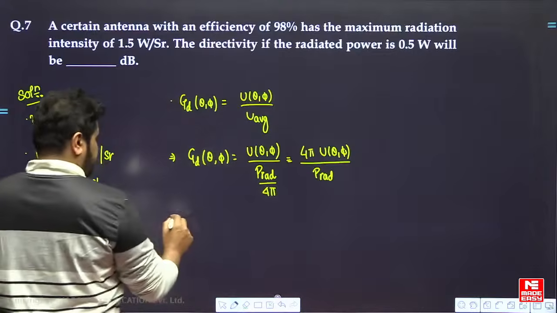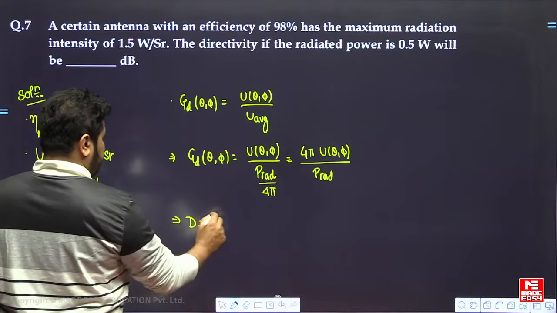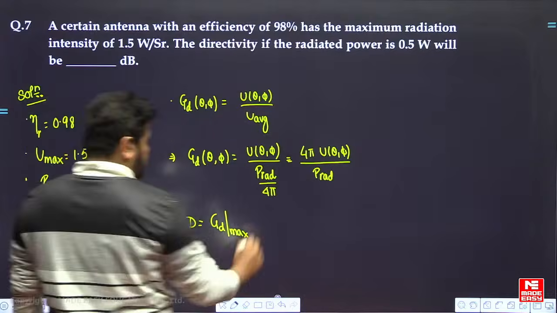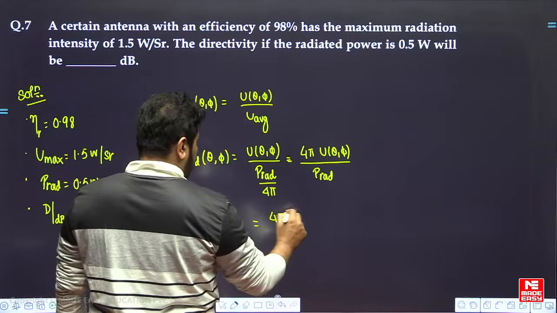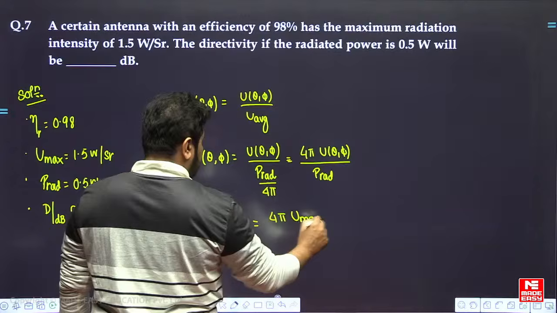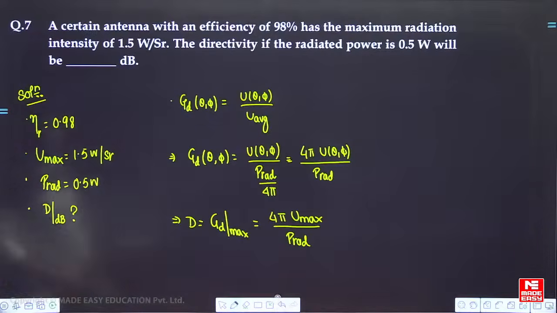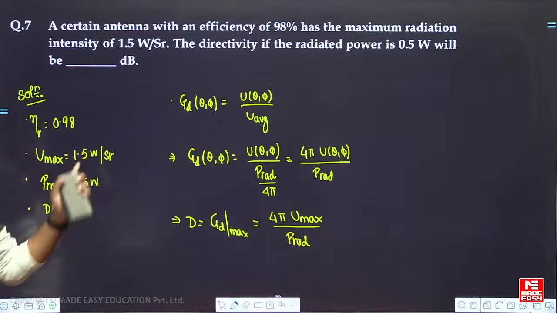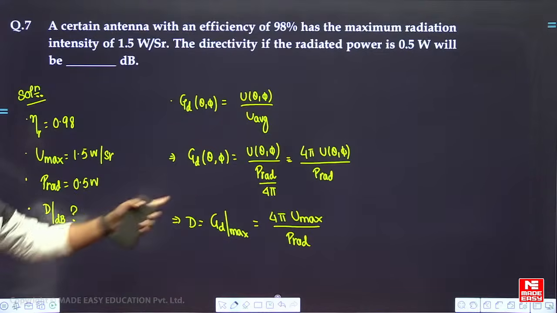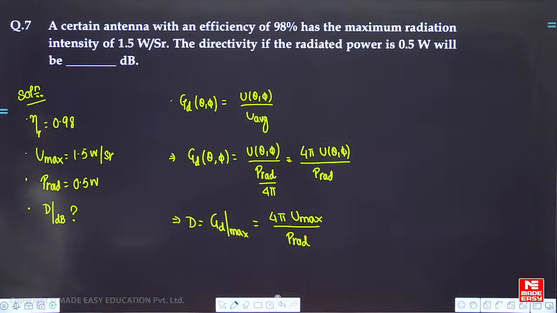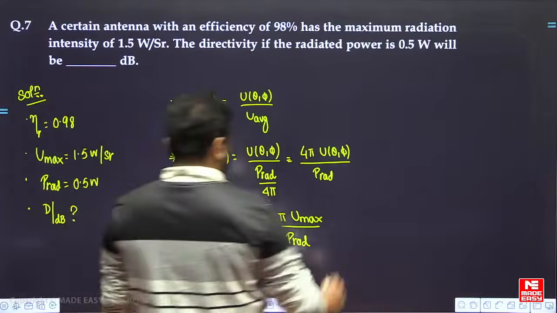Now they are asking the directivity. So by the definition, directivity is nothing but your maximum value of GD, directive gain. So this will be how much? This is equal to 4 pi U max upon P radiation, is it? So here in the question already maximum radiation intensity is given, radiation is also given. So all the data are given. So here 0.98 is not applicable here because this is the efficiency, and based on this efficiency they have calculated these values, correct.